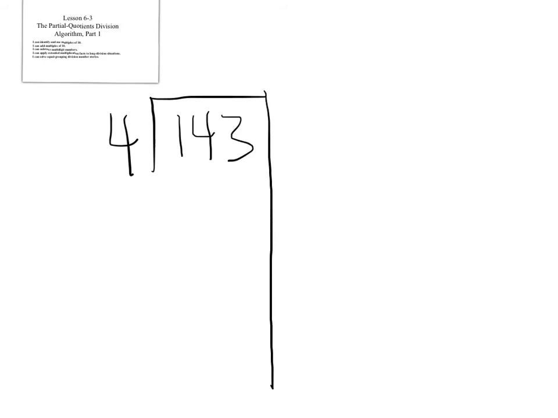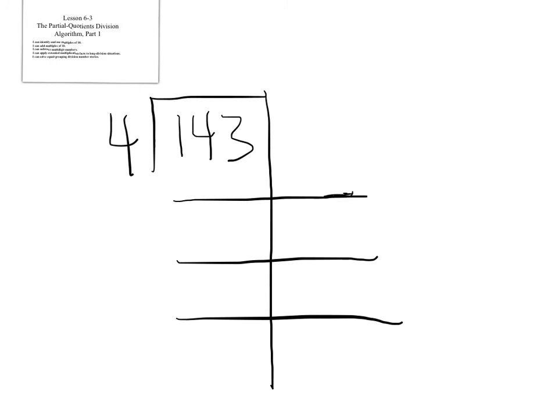I'm actually going to put one up here for you. I'm going to do 4 as my divisor, and we'll go 143 as my dividend. Okay, I'm going to draw this down, and then we put the lines over here. Notice these lines, I'm extending the lines out far enough to sit my partial quotients on to add them up.